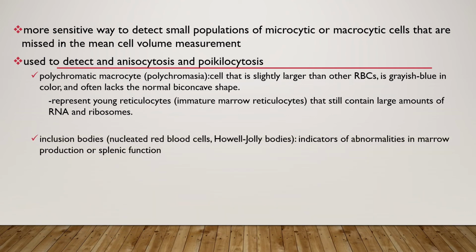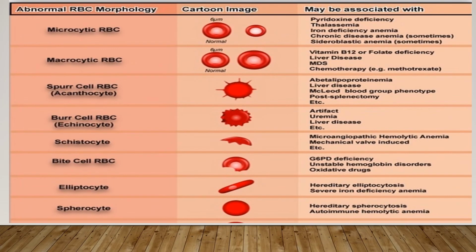Inclusion bodies, such as nucleated red blood cells or Howell-Jolly bodies, tell us about abnormalities in marrow production or splenic function. Also on peripheral morphology, we might see blast cells if it is due to leukemia. And we might also see hypersegmented neutrophils if it is due to folate or vitamin B12 deficiency. This table tells us about abnormal RBC morphology on peripheral smear and the possible underlying causes.